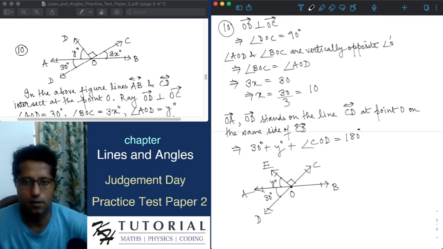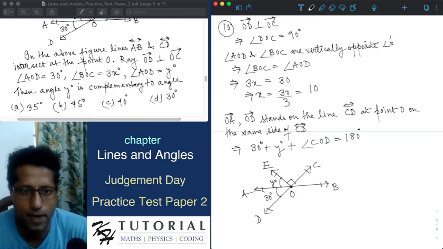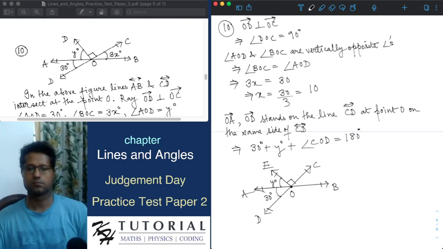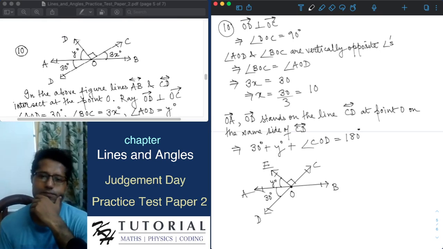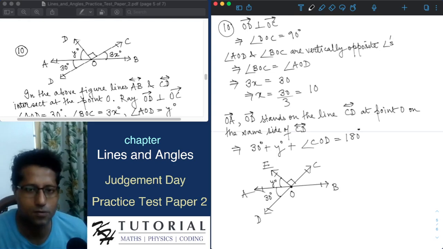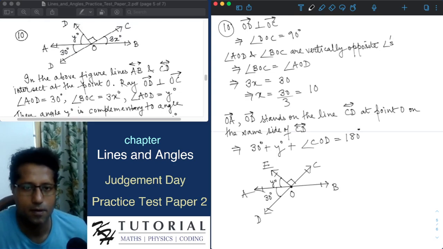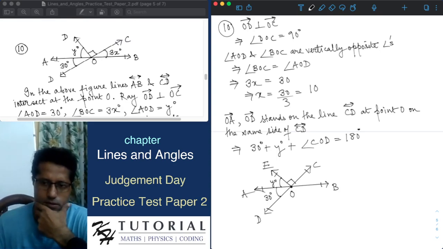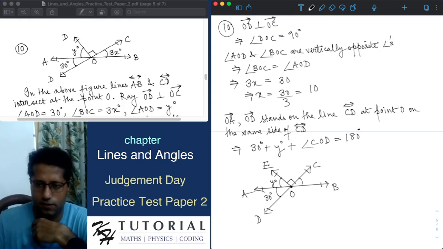Then it is asking the angle y degree is complementary to angle. The angle is complementary to angle 30 degree. It is obvious. 30 degree. Okay, so this angle is given 3x. I have no idea why this x is required.